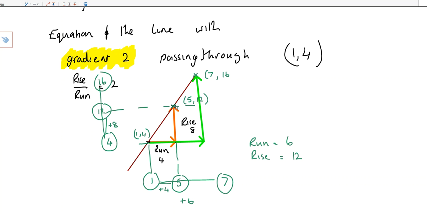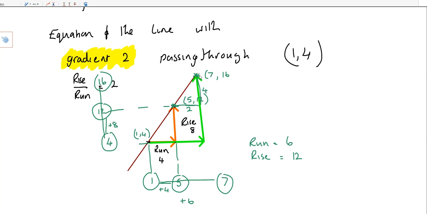That would be 10. No, yeah, that would be 10. I was right. Now, if I started at this point, how far would I run? 5 to 7 would be a run of 2 and a rise of 4, if I went between those 2 points. Yeah? Make sense? So I can use this to find any points on the line. I can find lots of points on the line. I still don't have the equation of the line.